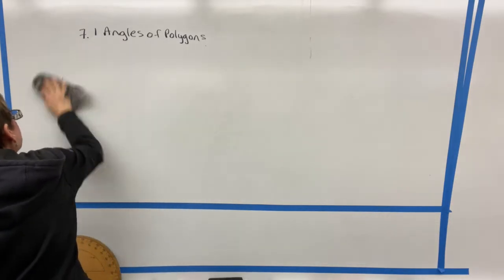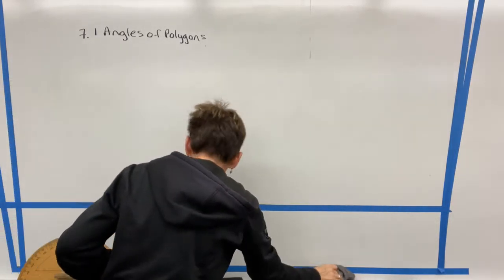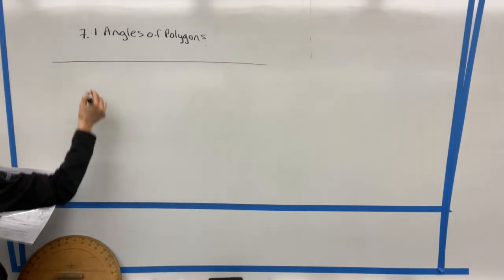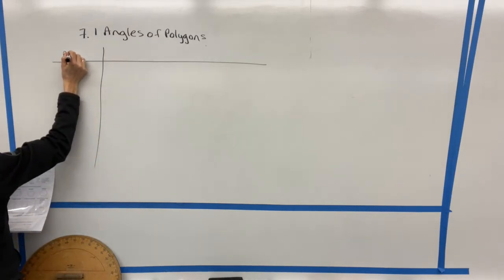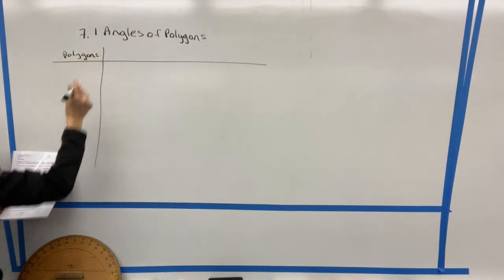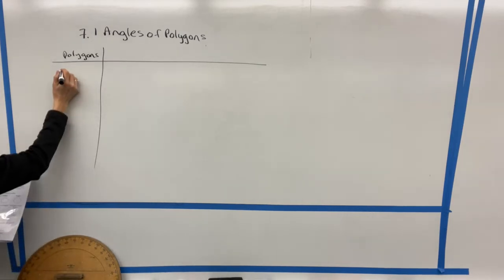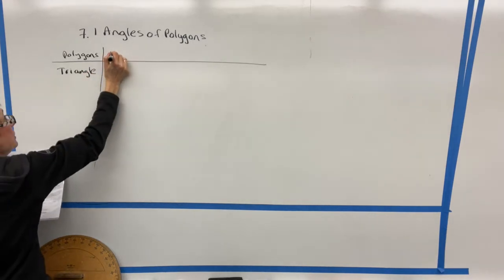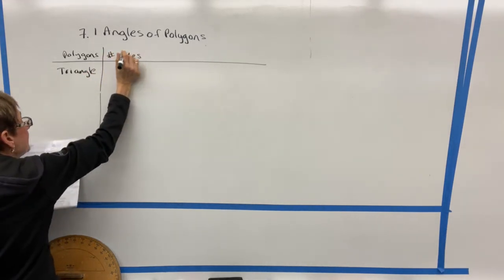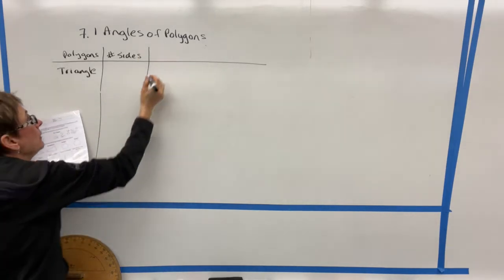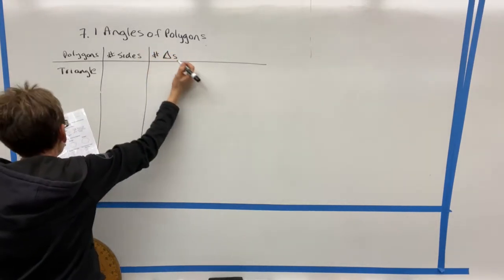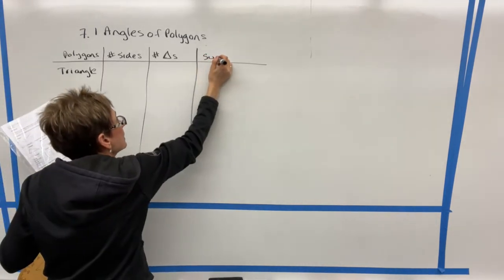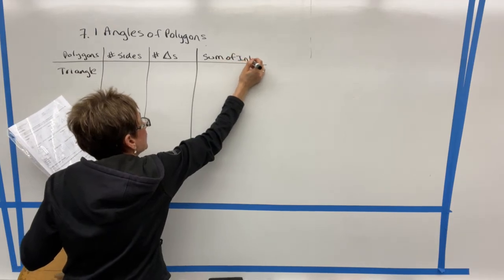Now we're going to talk about different types of polygons, and we're going to do a little chart here. Many of these names you've probably already heard of, but this is a little bit of a review. We're going to talk about the names and also some features at the same time. We're going to start off describing a triangle, and for each of these items we want to write down how many sides that shape has, the number of triangles in that shape, and then the sum of the interior angles.